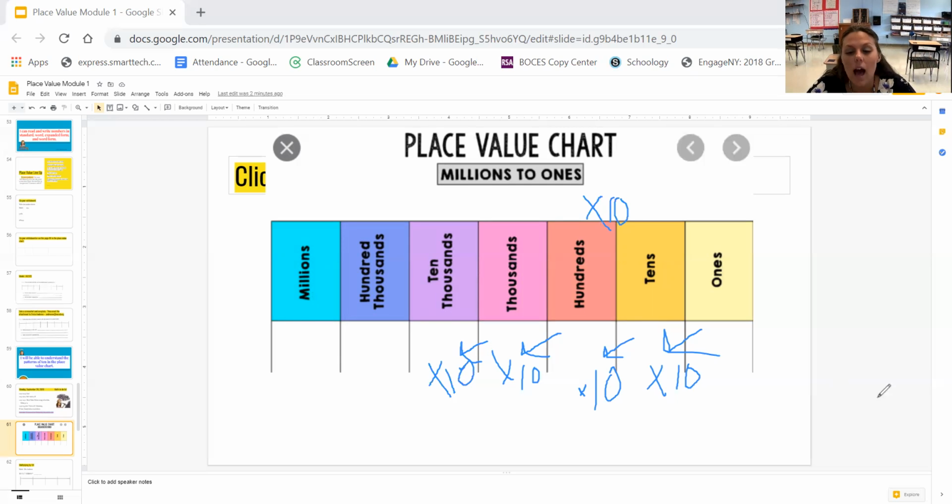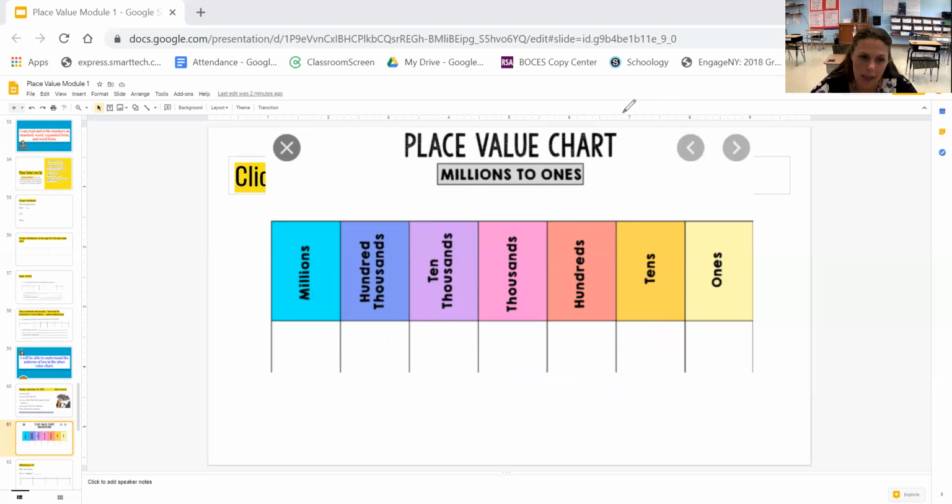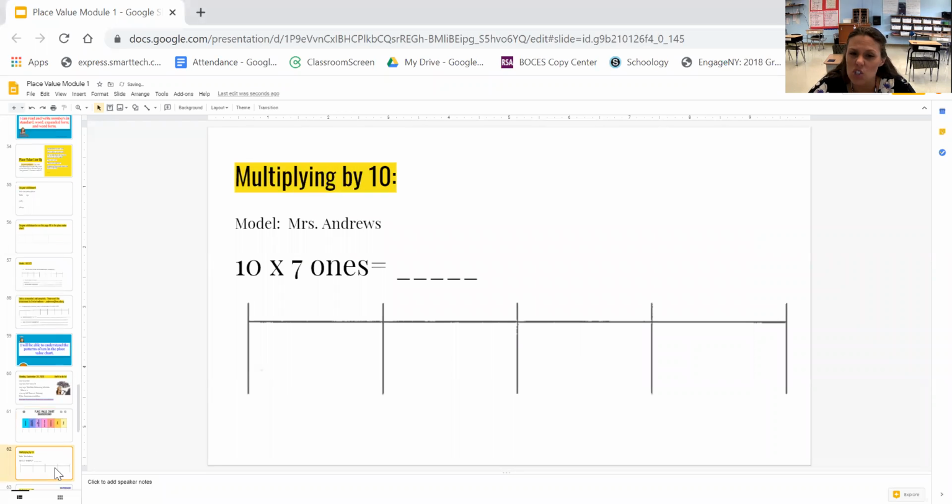Now, if we were going the opposite way and we were going to the right, that would mean it was getting smaller. So it's not multiplying by 10 like when getting to the millions, to the 100,000s, but it would be dividing by 10. It would be 10 times less. And from the 100,000s to the 10,000s, we would divide by 10 and so forth. So today we're going to talk about those patterns and look closely at them. What I want you to do is simply just look. Mrs. Andrews is going to model this for you.